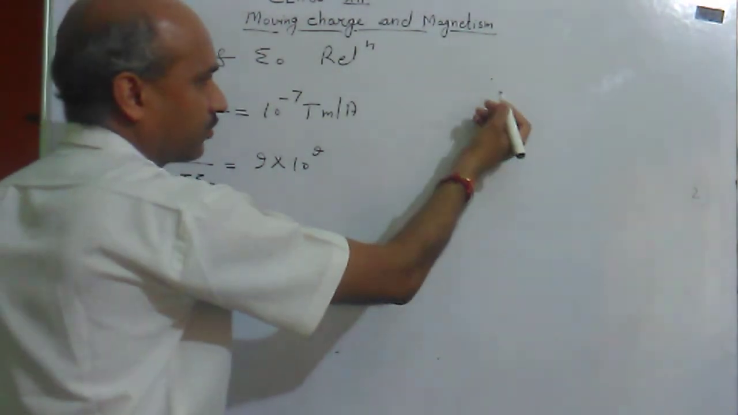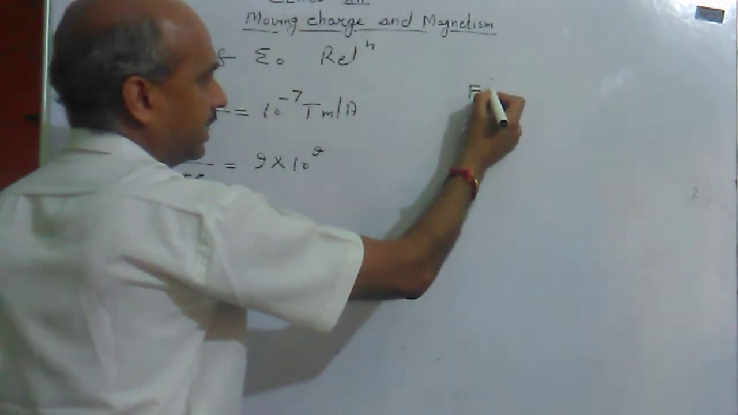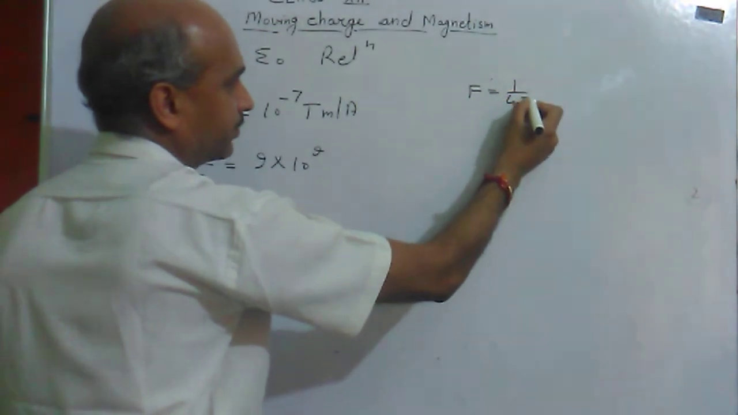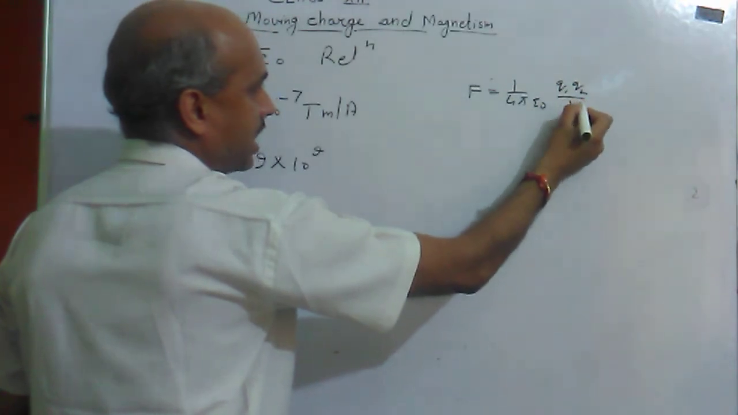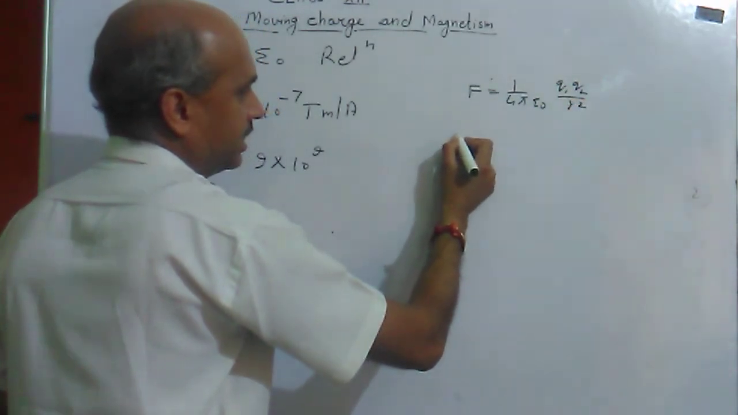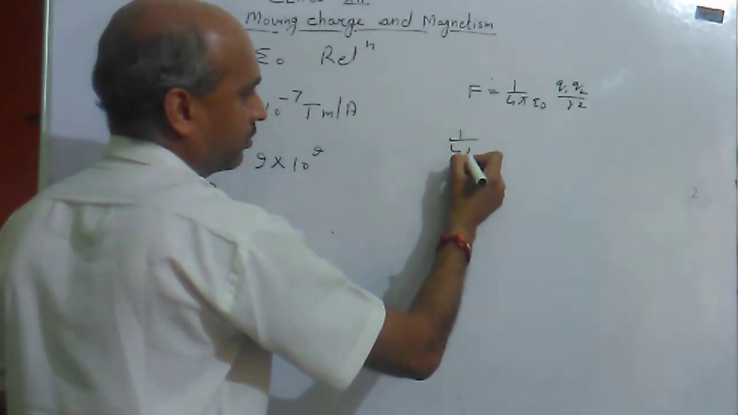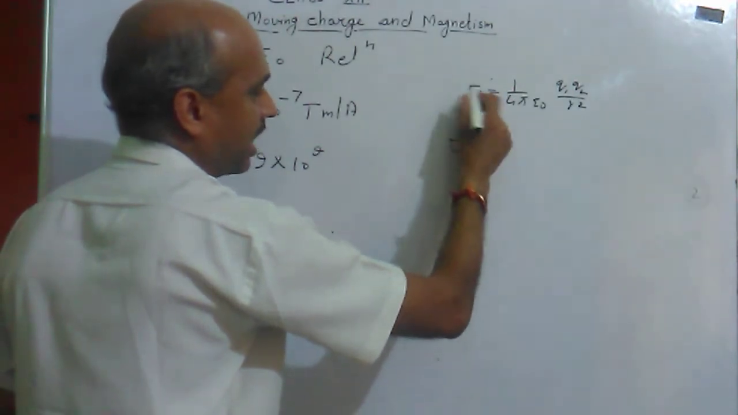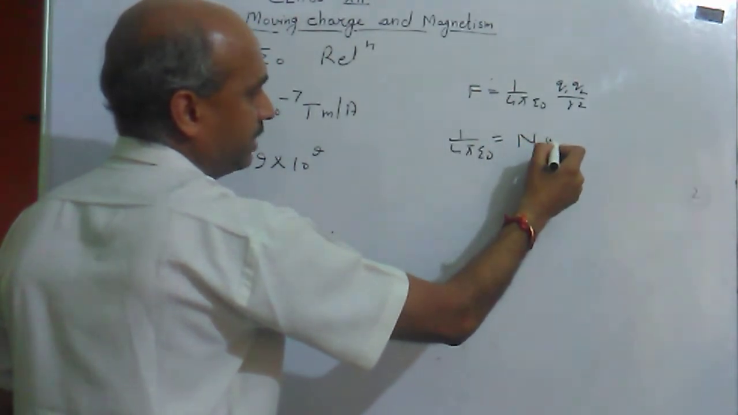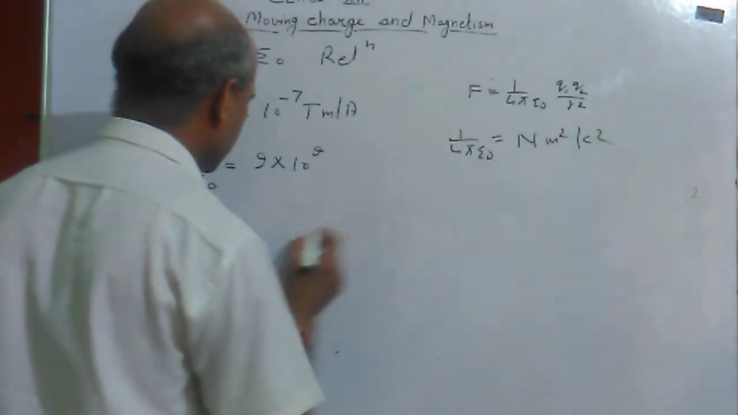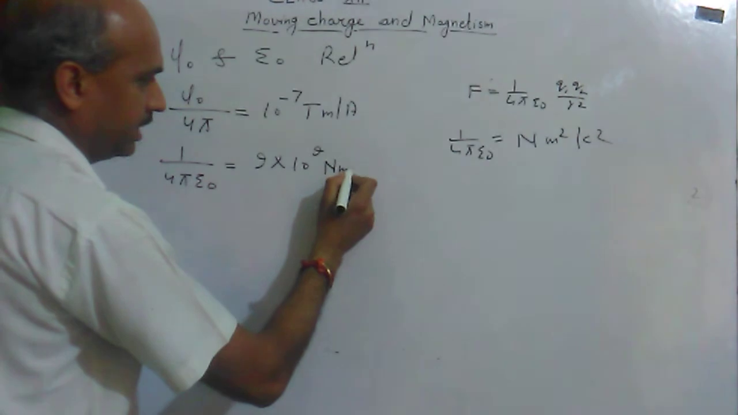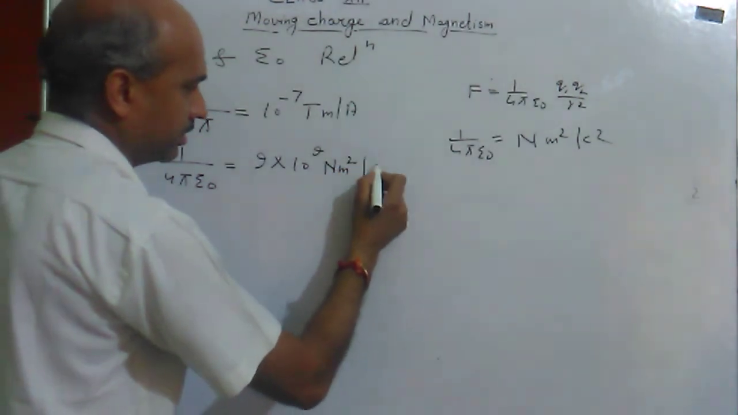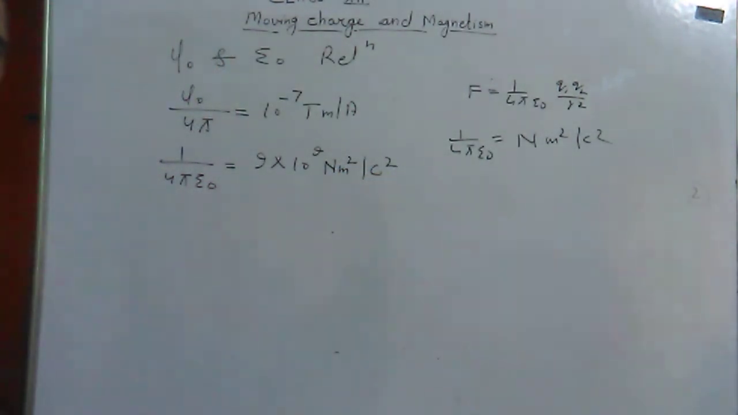Unit you can find out from Coulomb's law. F equals 1 upon 4 pi epsilon 0 Q1 Q2 upon r square. So from here we can say the unit of 1 upon 4 pi epsilon 0 will be how much? Newton meter square per coulomb square. So you can write down the unit Newton meter square per coulomb square. So this is the unit of that.